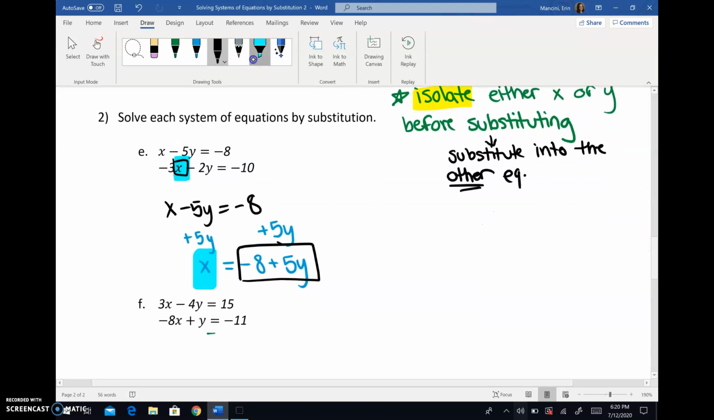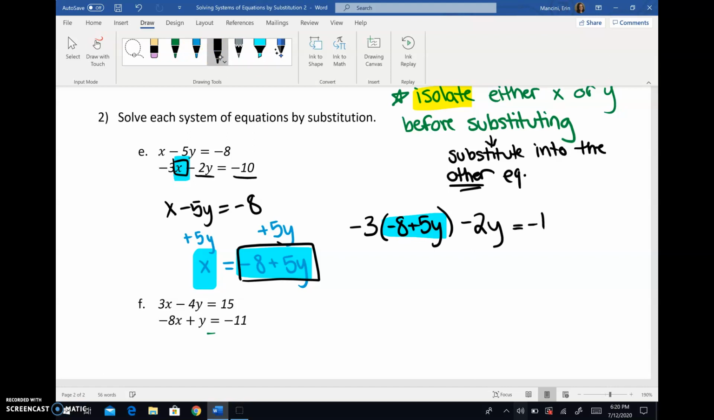So we're going to take x here and plug it in for the second equation's x. So it was -3 times x. Now x is -8 plus 5y. So instead of multiplying by x, we're multiplying by what x is equivalent to. Everything else stays the same, so it's still -2y. It was still equal to -10. And as you can see, just like the previous video, what that did for us is now we have an equation only with y's instead of dealing with x's and y's, which we can then clean up.